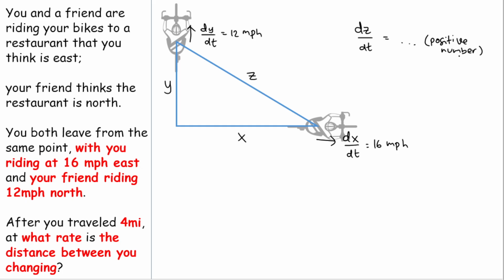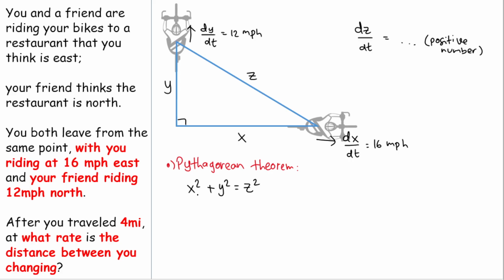Okay, and then let's see here, because I'm heading east and my friend is heading north, this angle here is 90 degrees. Remember, the angle between north and east is always 90, right? And then this z here is our hypotenuse. So we can just use the Pythagorean theorem. We know that x squared plus y squared is equal to z squared.